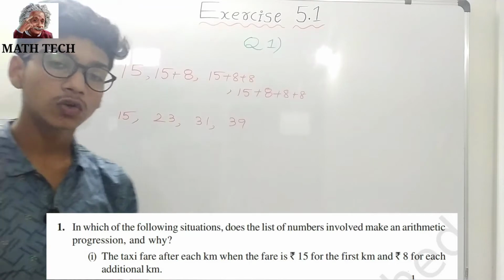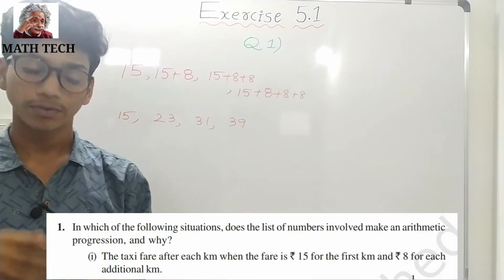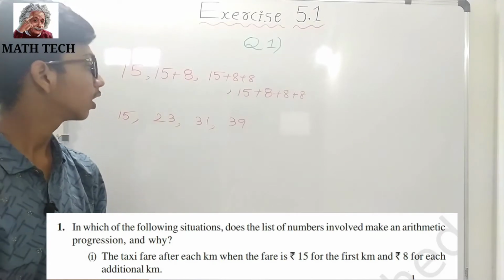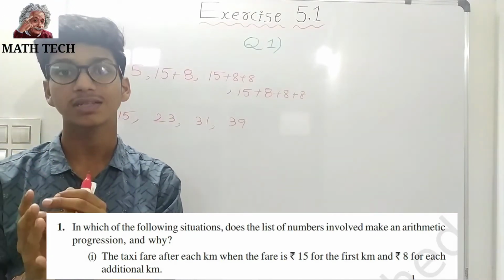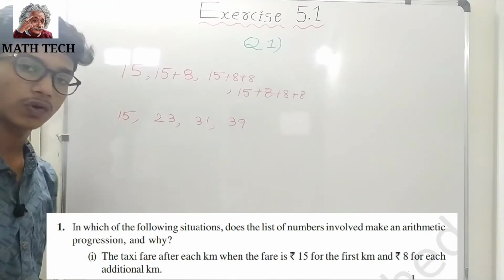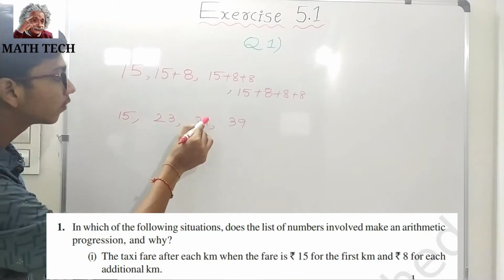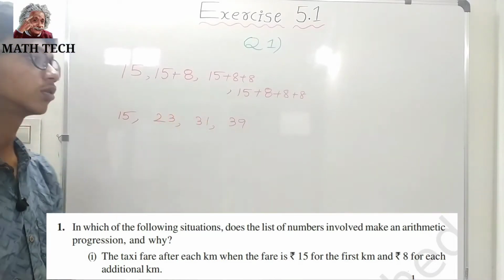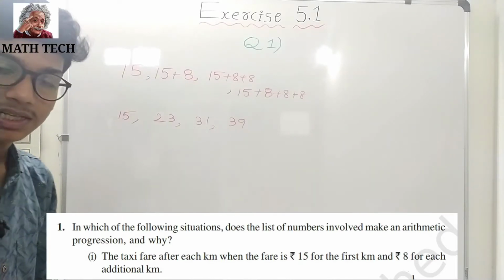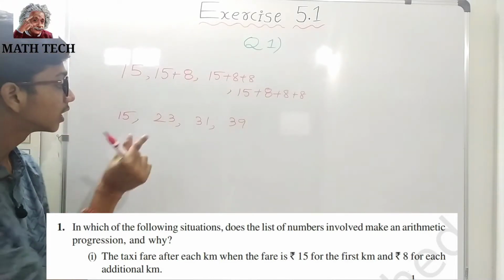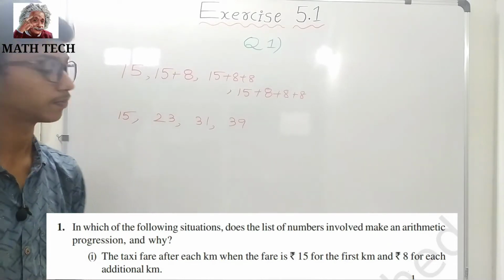So we already know that for an arithmetic progression, the difference between two consecutive numbers should be a fixed value. What are the consecutive numbers? 23 and 15 are consecutive numbers, 31 and 23 are consecutive numbers, 39 and 31 are consecutive numbers. We can simply say that the difference between a successive term and the preceding term should be constant.